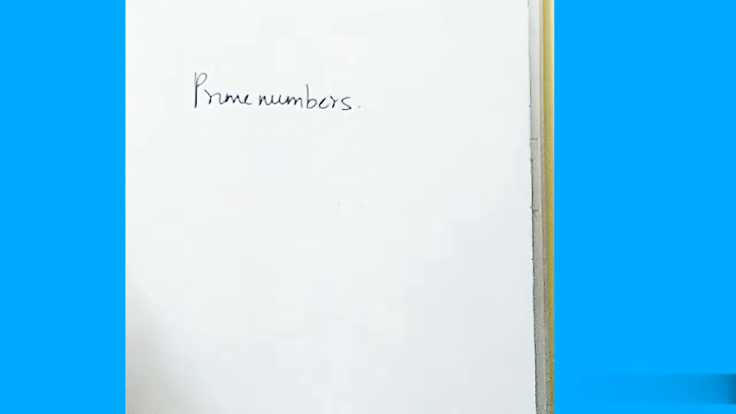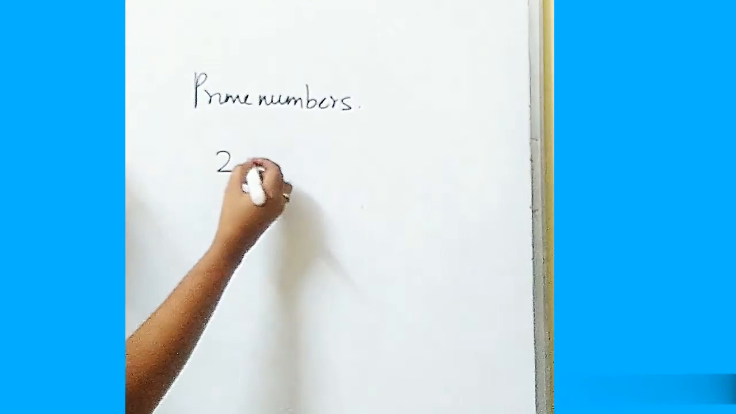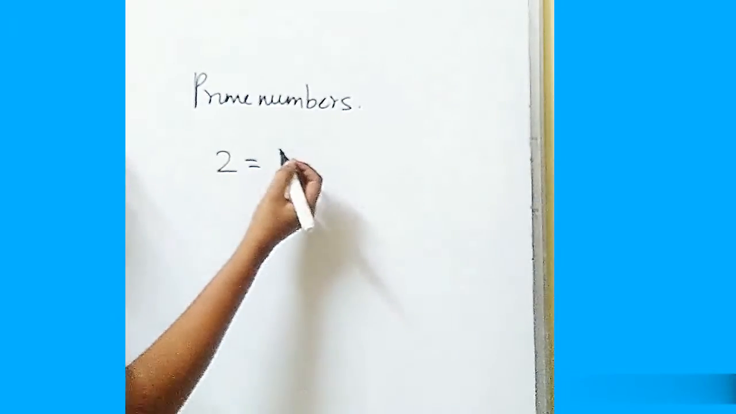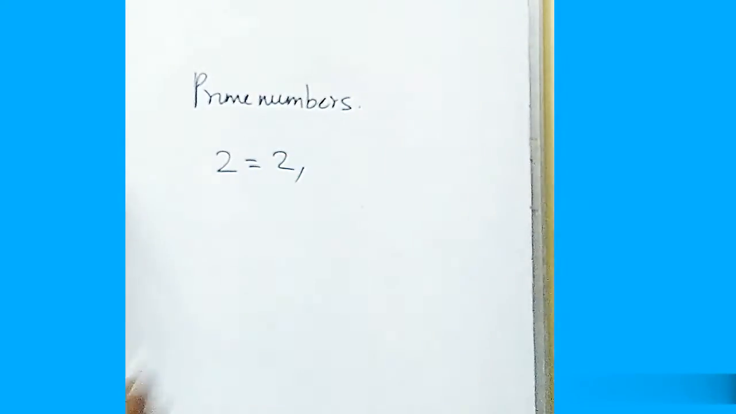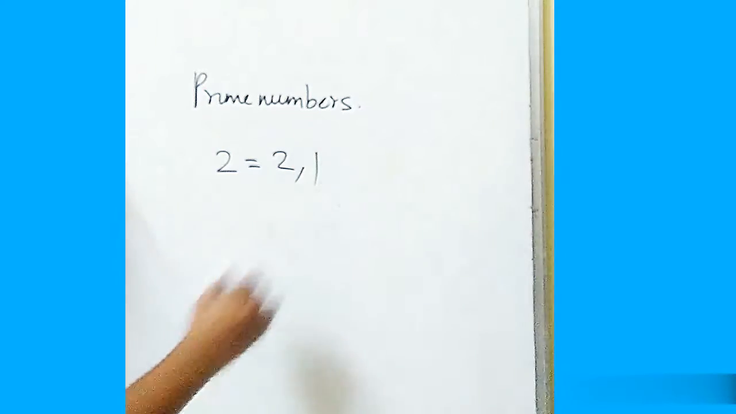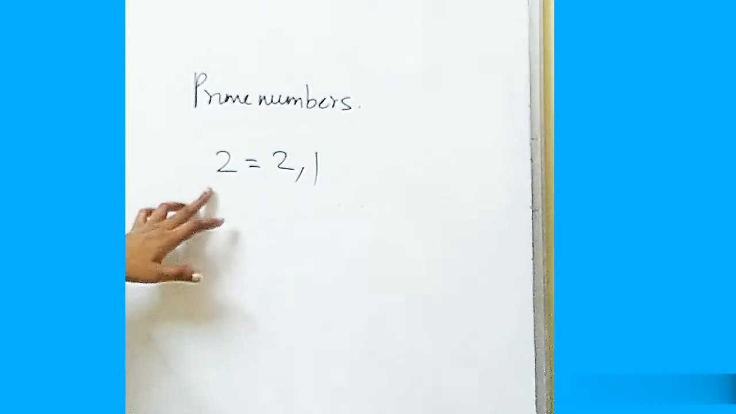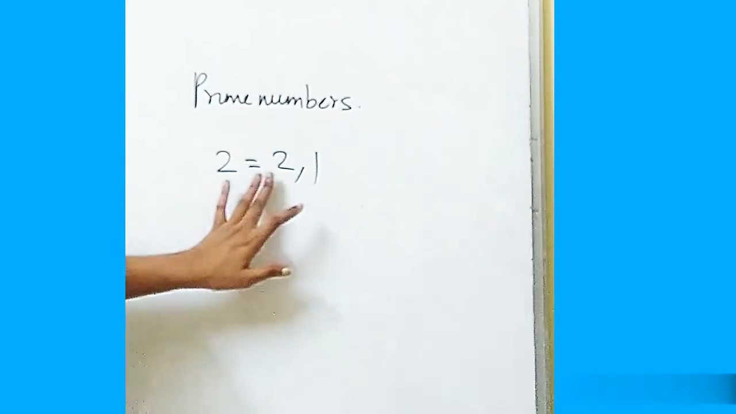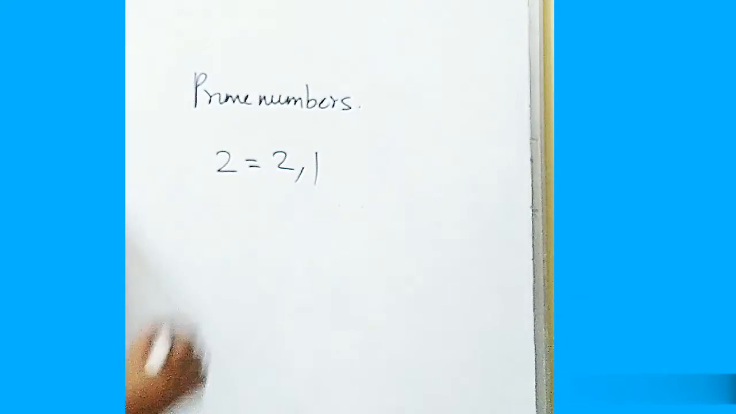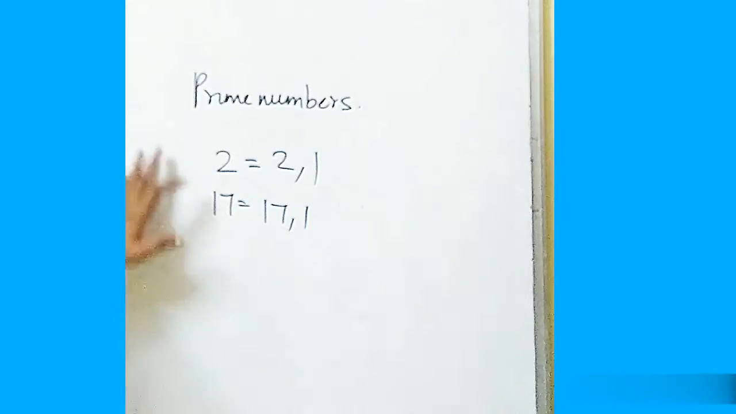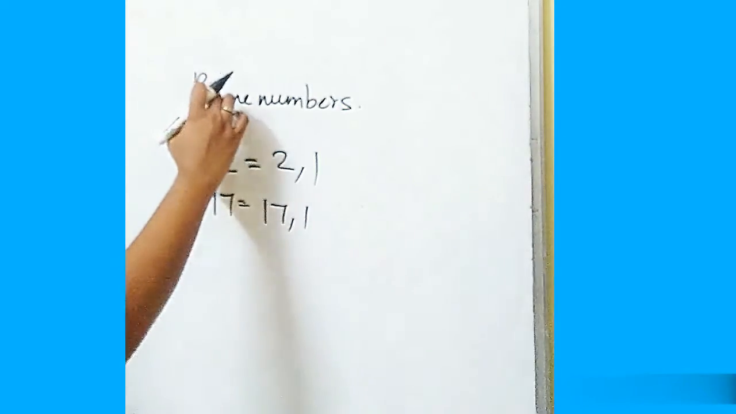For example, I am taking 2. I am taking 2, student. Now 2 will come in 2 table and 1 table. Is there any other number whose table 2 comes in, student? No. Only in the 2 table and 1 table. I'll take another example, 17. If I'm taking 17, student, will 17 come in any other table? No. It will come only in the 17 table and the 1 table. So this type of numbers are prime numbers.